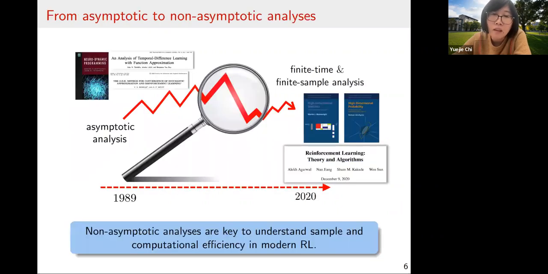So with this in mind, let's look at the development of our theory from maybe a high level perspective.